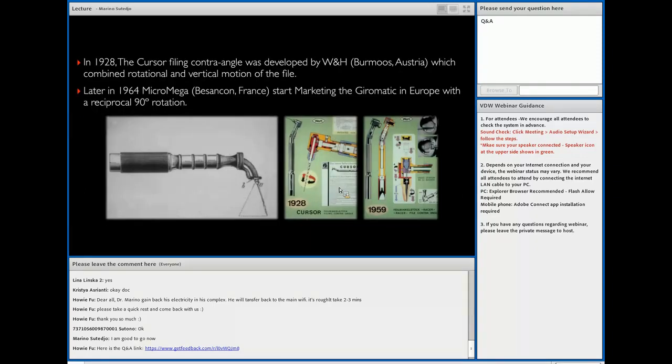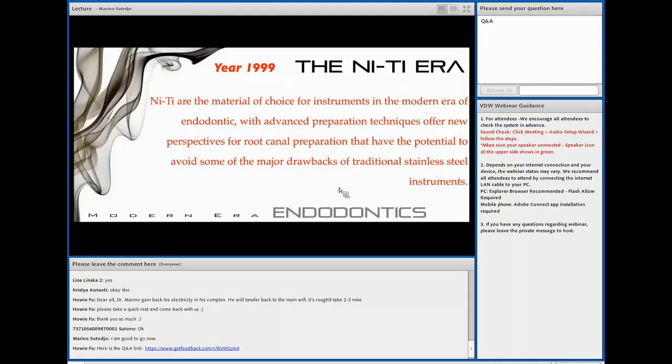And then this continued in 1928, with a contra-angle by W&H. Also in 1964, Micromega came up with the Giromatic. I think some of you may know the Giromatic. Giromatic already had reciprocal motion. And then we came to the year 1999. At that time, it is what we call the NiTi era.